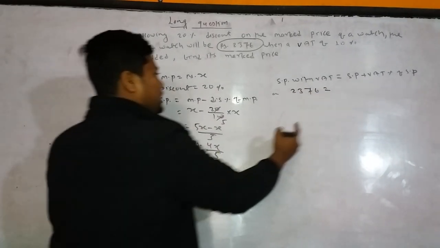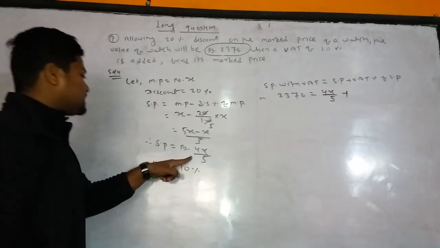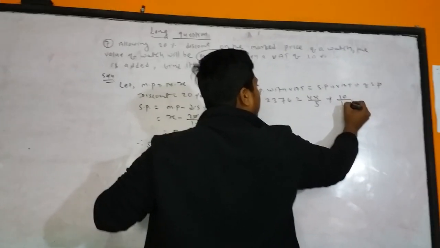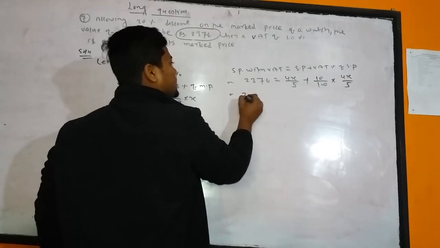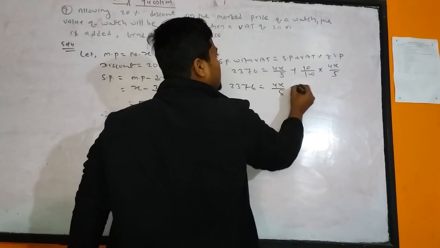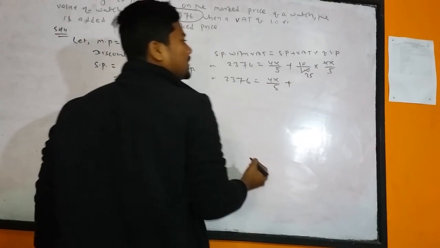2376. So SP is whatever? 4x by 5. SP plus VAT percent. VAT percent means here 10. 10 upon 100 into SP means 4x upon 5. Let's solve this equation. So what will come here? 4x upon 5 plus, here, if you got 25 will come here.